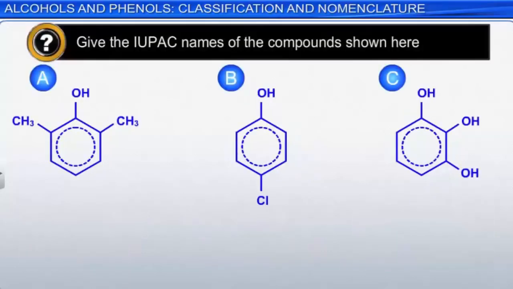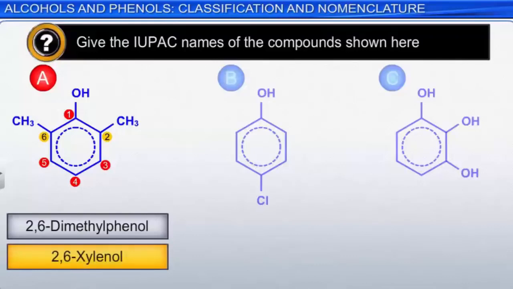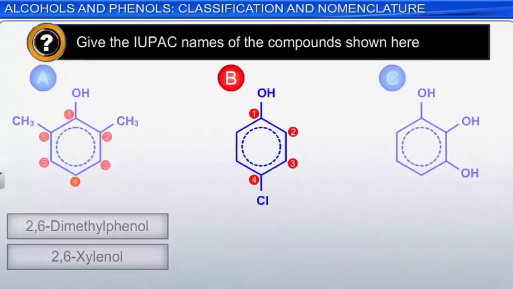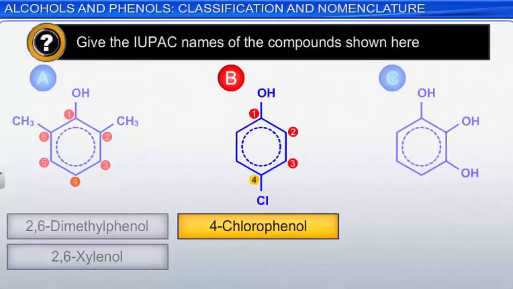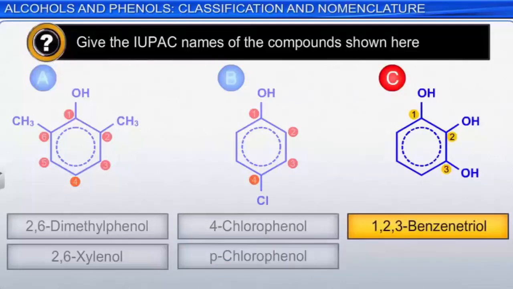Let's do some more practice problems. Give the IUPAC names of the compounds shown here. Remember, the location of the hydroxyl group is carbon number 1. So, molecule A can be named 2,6-dimethylphenol. Its common name is 2,6-xylenol. Molecule B is 4-chlorophenol or parachlorophenol. Molecule C is 1,2,3-benzene triol. It is commonly known as pyrogallol.